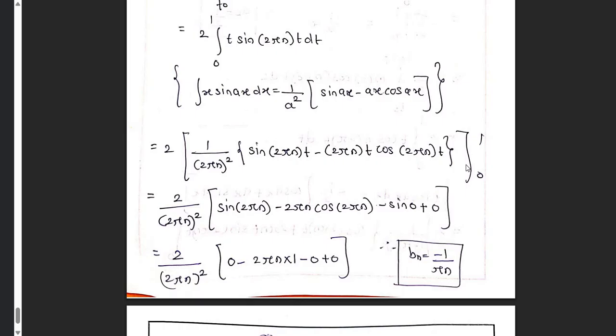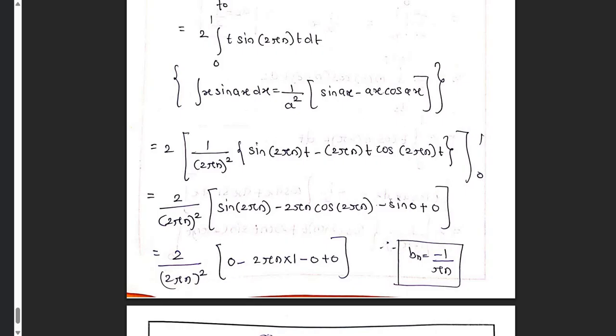See here carefully, upper limit 1 we are substituting, 1 here also 1, and when we put lower limit, that is cos of 0, and the second term is multiplied by t, that is 0. So we know that sin 2 pi n is 0 minus 2 pi n cos 2 pi n. Cos 2 pi n is 1, so therefore 2 pi n into 1. Then sin 0 is also 0, and the last term, when we put lower limit, is also 0.